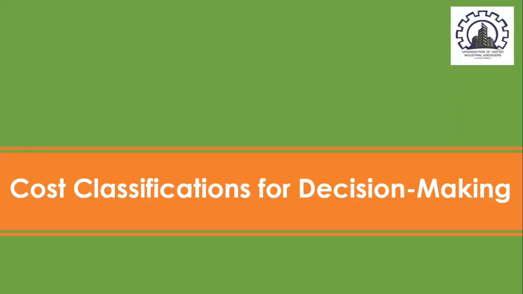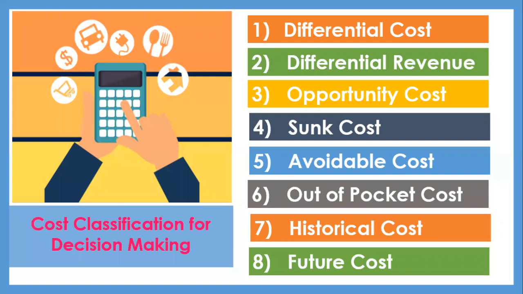And the next key area that we're going to be discussing today is cost classifications for decision making. It is composed of 8 types. First, we have differential cost. Second, differential revenue. Third, opportunity cost. Fourth, sunk cost. Fifth, avoidable cost. Sixth, out-of-pocket cost. Seventh, historical cost. And finally, future cost.